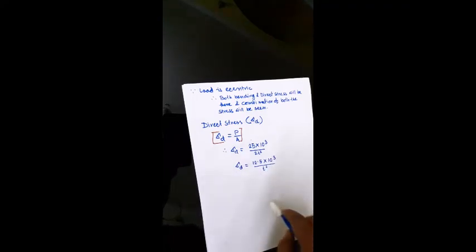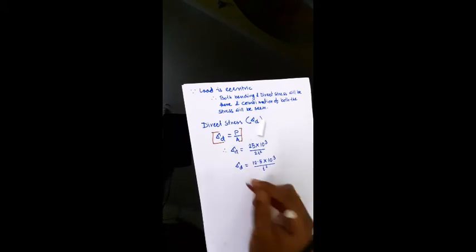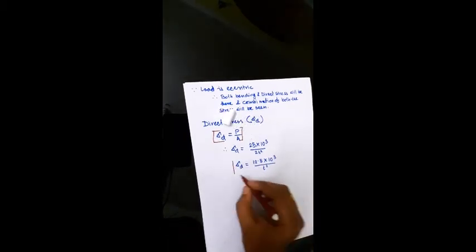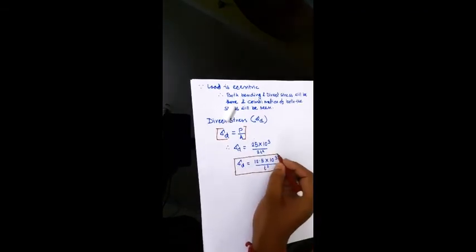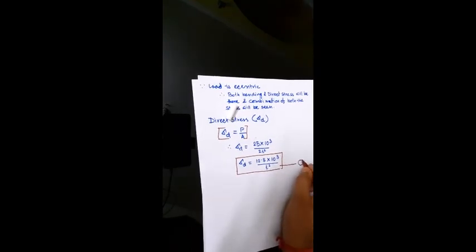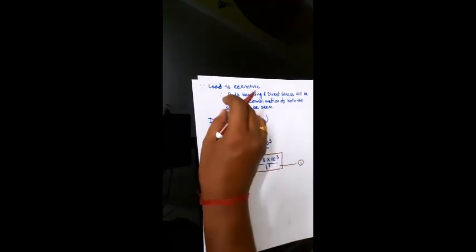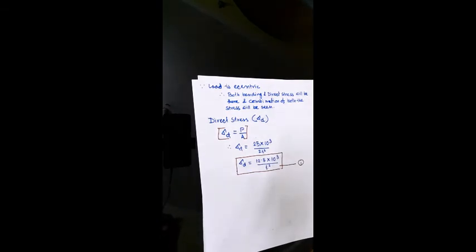So let us give a number to this equation. We just highlight this equation and take this equation as equation number 1. So this is our first equation, the value of sigma d.